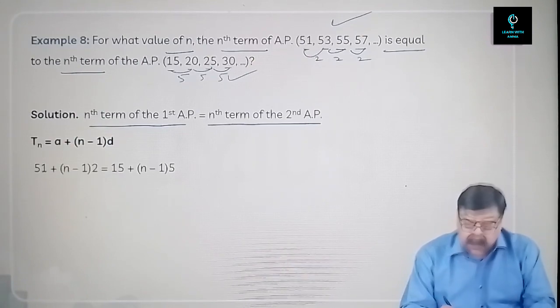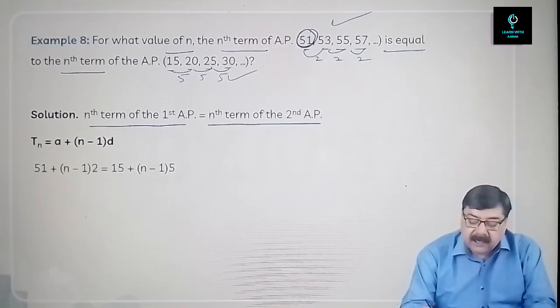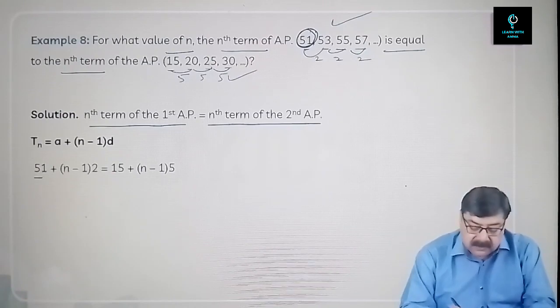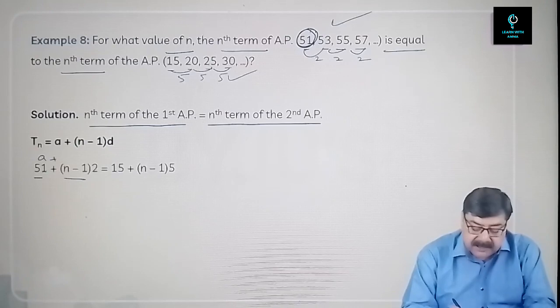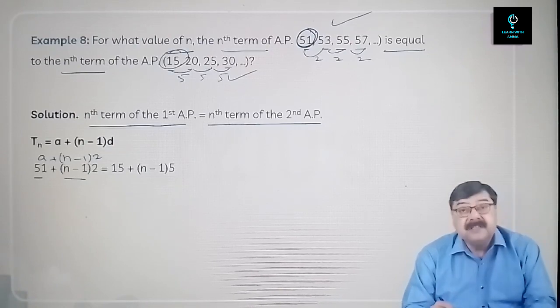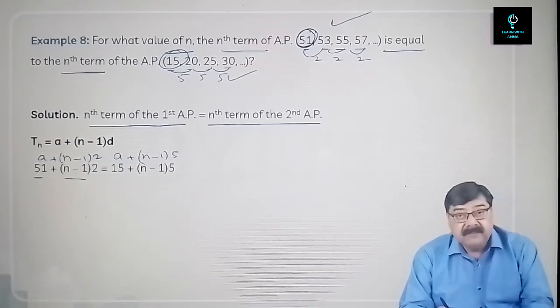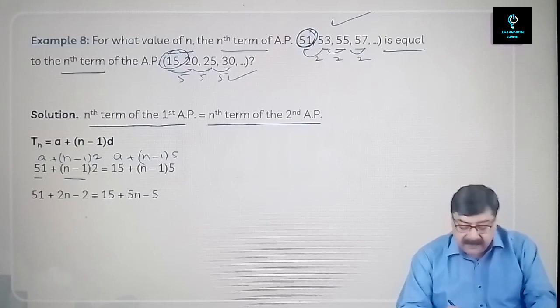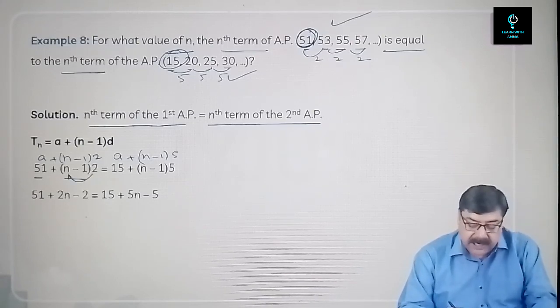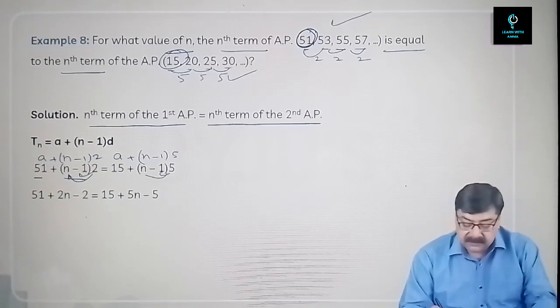Using the general formula, in the first AP, the value of A is 51 plus N minus 1, and the difference here is 2. So this is A plus N minus 1 into 2. And for the second AP, the first term is 15 plus N minus 1 into the common difference, that is 5. Now solving this here, we get 51 plus 2N minus 2 and 15 plus 5N minus 5.